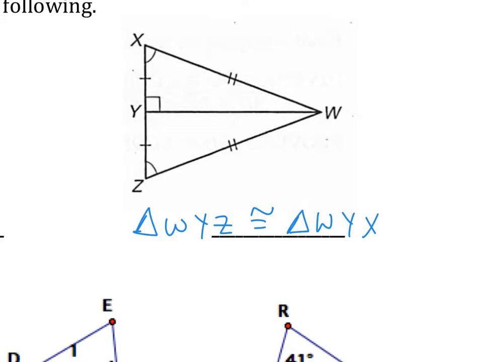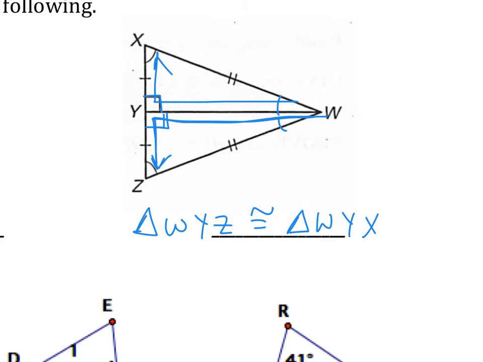Let's see. W to Y to Z. So she went from this angle, which is going to be congruent to this angle. If this one's 90 degrees, what's this angle? 90 degrees. So she went from this angle to the right angle out to the congruent marked angle. Then she went from here to the right angle out to the angle that is congruently marked. So she did perfect. Good job. And again, that's not the only possible answer.